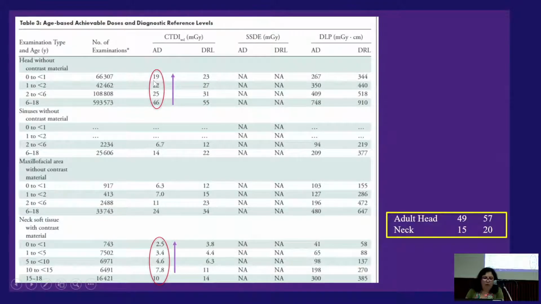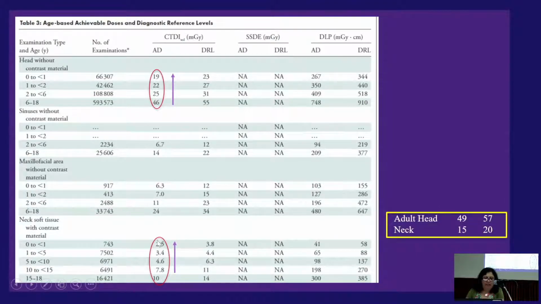So you're going from 19 milligray to 46 milligray as you're increasing the age. Same for the DRLs. It's going from 23 to 55. And just for comparison, the adult was between 49 and 57. So the good news is that we are doing good for our children, right? Our dose is much lower than for the adult.